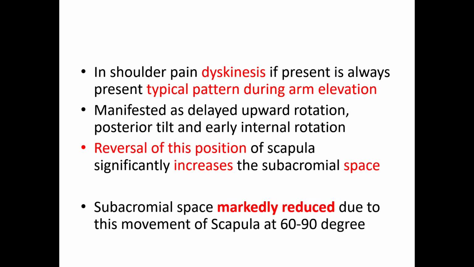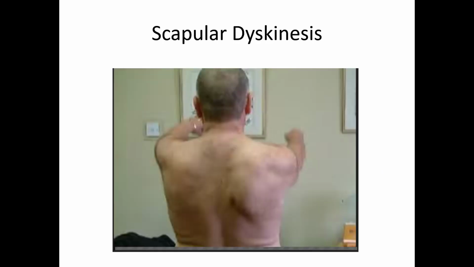The reversal of this position of the scapula significantly increases the subacromial space. If this pattern is present, the delayed upward rotation, posterior tilt, and early internal rotation, it will reduce the subacromial space, and hence increase the chances of subacromial impingement. So this is simply scapular dyskinesis.